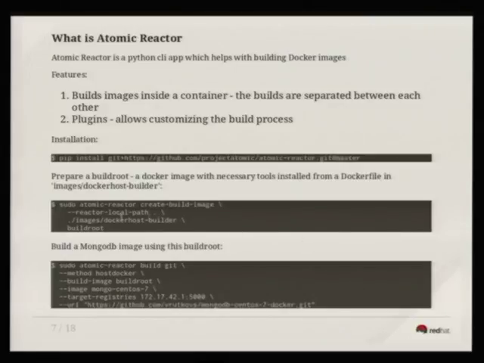So first of all, we're specifying the Docker image for our build.root, and using the command create build.root image, we're creating a build.root. Later on, we're building MongoDB using that image, picking up the base package from this repository, and using this Git repo for the Dockerfile.